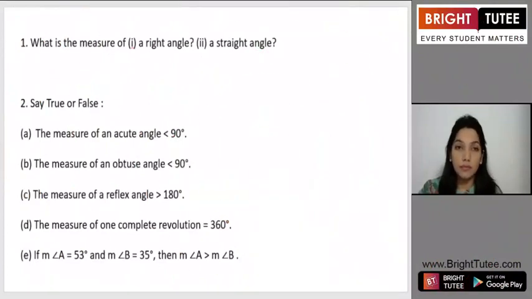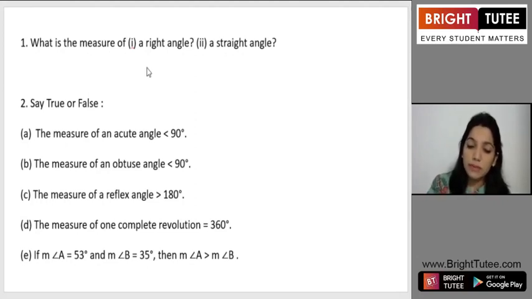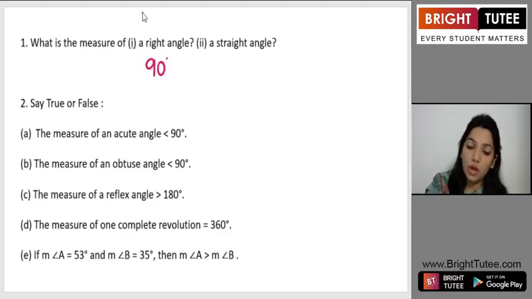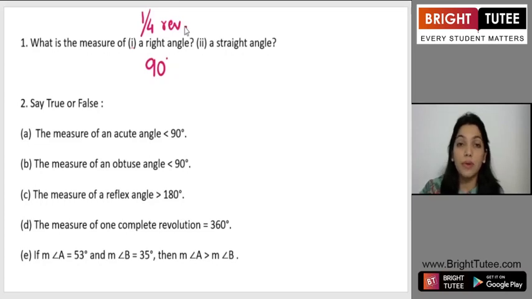Let us see a few questions to see how much we have understood this lesson. We need to write what is the measure of a right angle. I hope you remember it is 90 degrees. And if I'm going to talk in revolutions, then it's 1/4 of a revolution, a right angle.